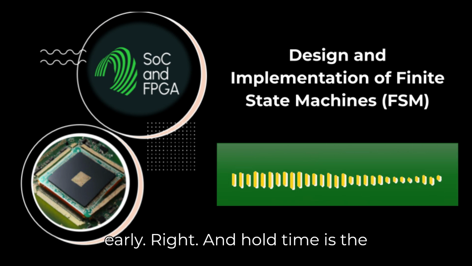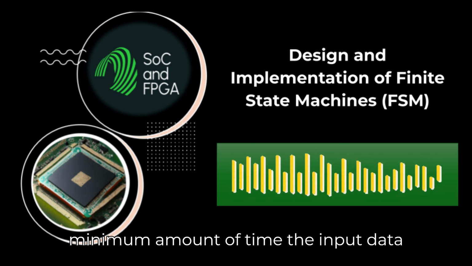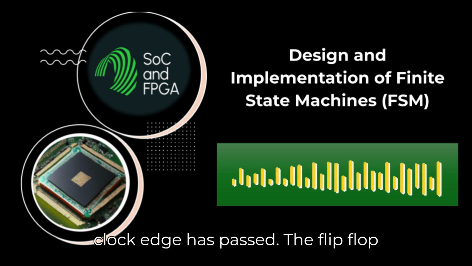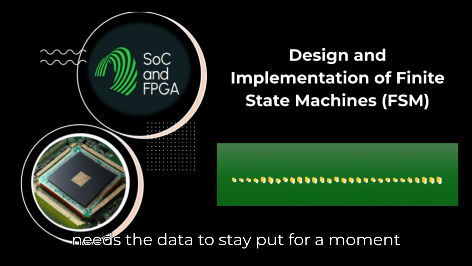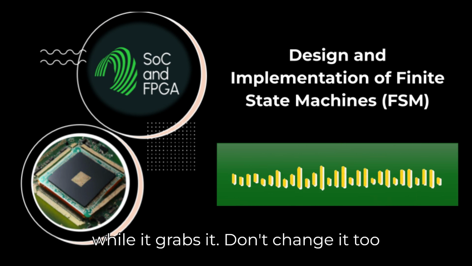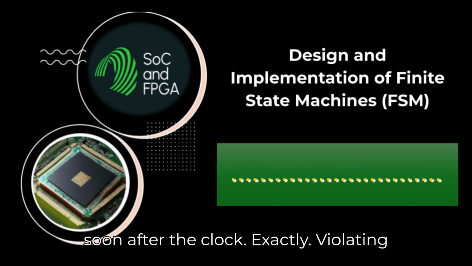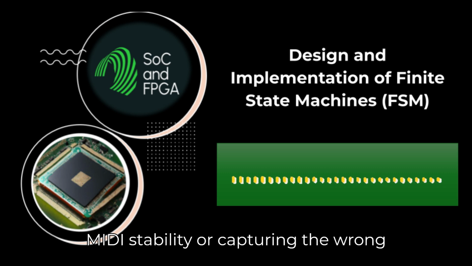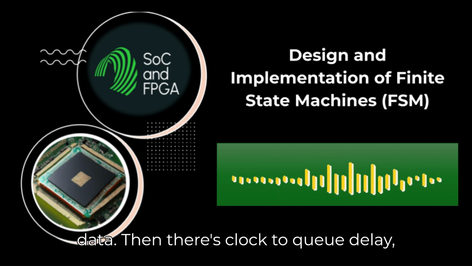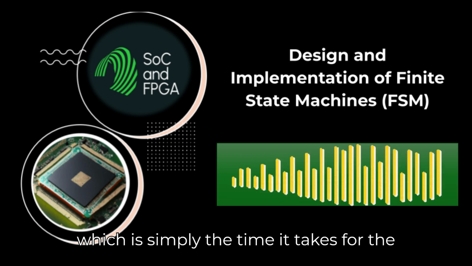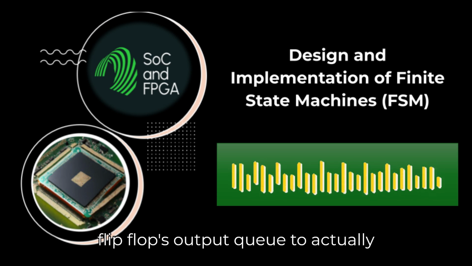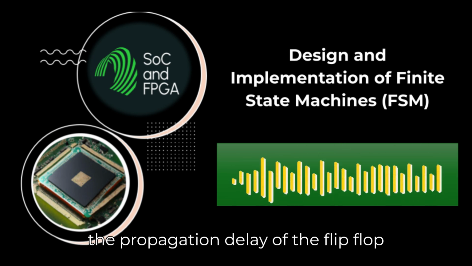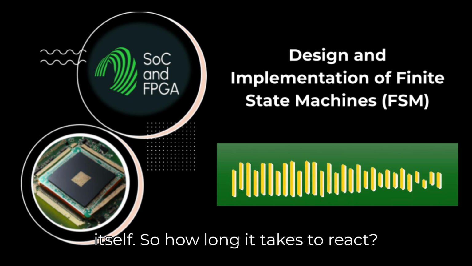Right. And hold time is the minimum amount of time the input data signal must remain stable after that same clock edge has passed. The flip-flop needs the data to stay put for a moment while it grabs it. Don't change it too soon after the clock. Exactly. Violating either setup or hold time can lead to metastability or capturing the wrong data. Then there's clock-to-Q delay, which is simply the time it takes for the flip-flop's output Q to actually change after the clock edge arrives. It's the propagation delay of the flip-flop itself. So how long it takes to react?